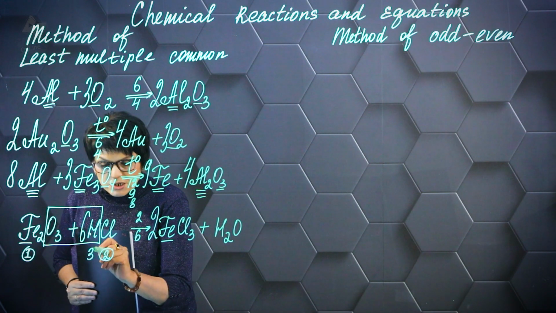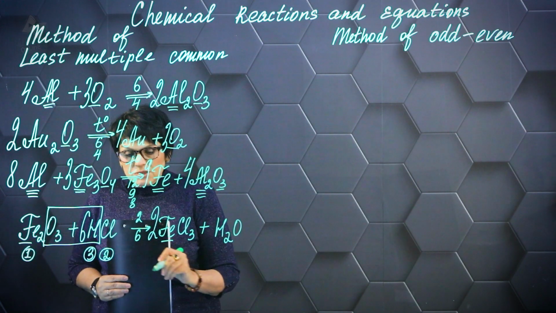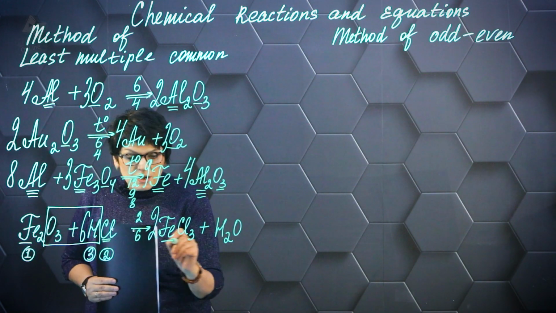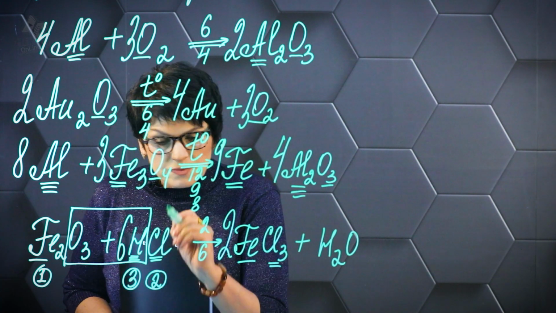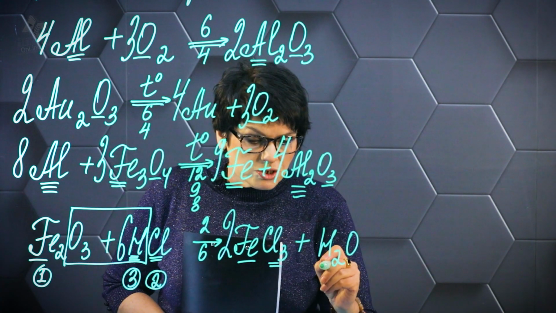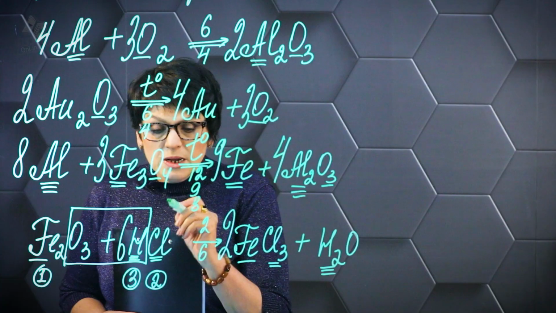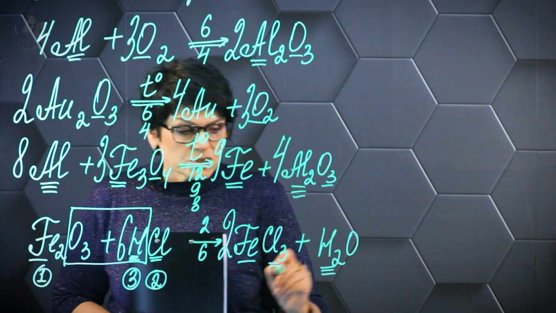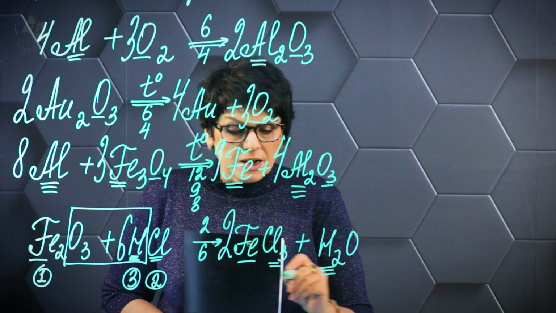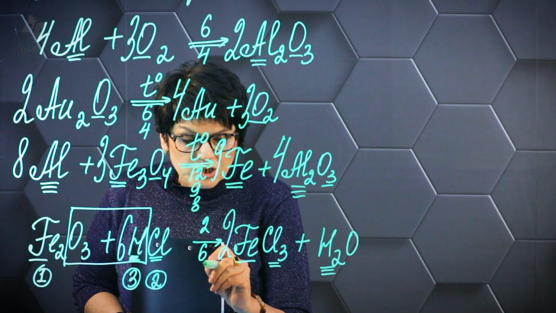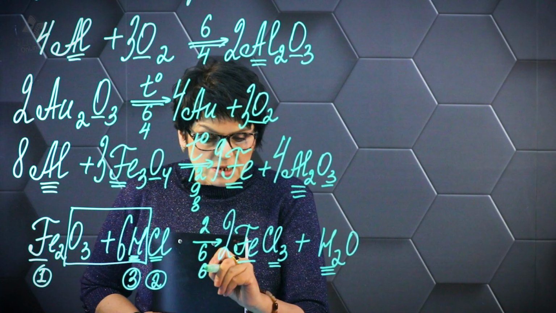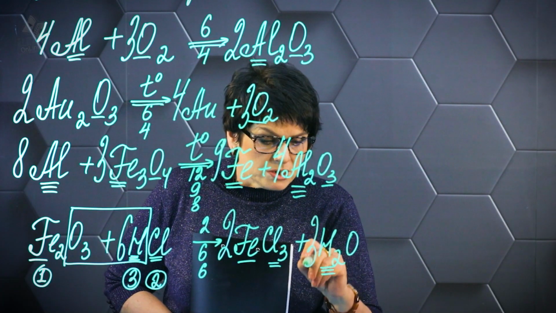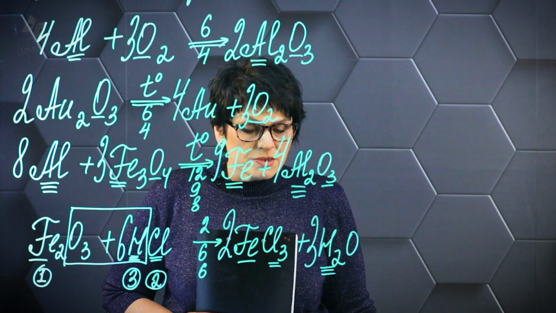Next in line, I recommend you balance the hydrogen atom. So given that chlorine was second for us, it follows that hydrogen would be the third element in line on our list of priorities. So there are a total of 6 hydrogens on the left side and 2 hydrogens on the right side. So the multiple for hydrogen is 6. 6 divided by 1, 6 remains. 6 divided by 2, 3 is put in front of the water formula.